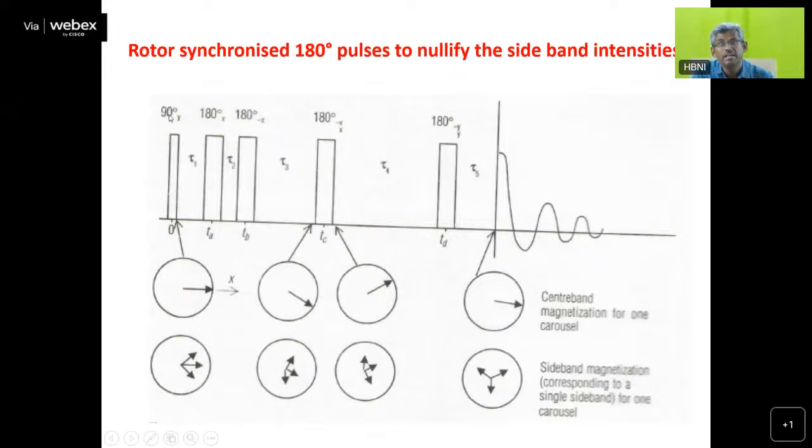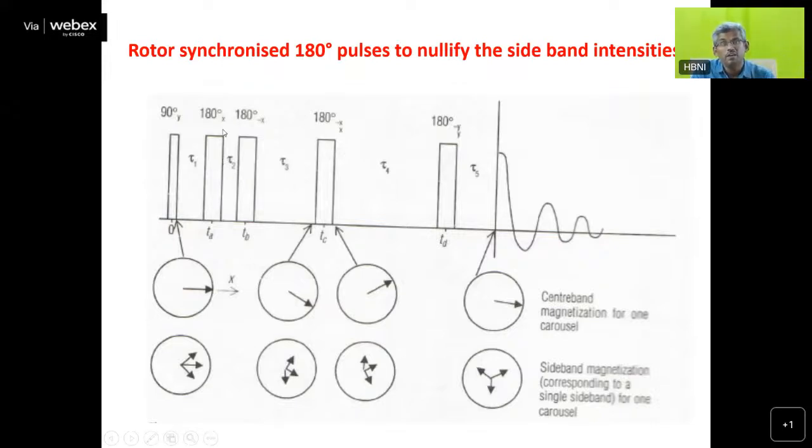For example, if you see here, I apply a 90-degree pulse, rotor synchronized 180-degree pulses to nullify the sideband intensities. Because sideband intensities we need to reduce, otherwise complex problems we will not be able to solve. We will always have a problem, particularly in organic chemistry and particularly in heavy metals like tin oxide, lead oxide, etc. Lead is also an NMR nucleus.